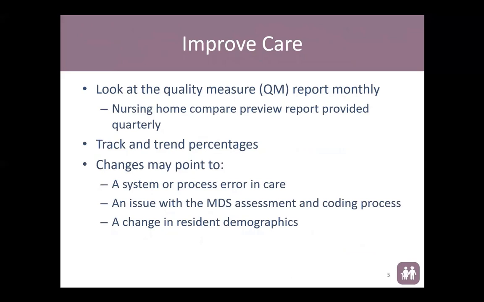Looking at the quality measure report is something that should be done monthly. And as we discussed in previous sessions, the data is updated weekly based on data that has been entered into the system in between the data being recalculated. You probably should also be looking at not just your facility level quality measure reports, but the Nursing Home Compare Preview report that's provided by CMS quarterly in your CASPER inbox. We encourage you to track and trend percentages because the changes may point to a system or process error in care, an issue with the MDS assessment and coding process, or a change in your resident demographics, all requiring you to make adjustments.